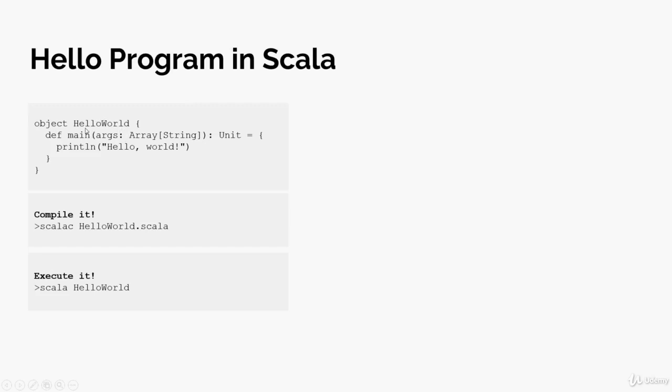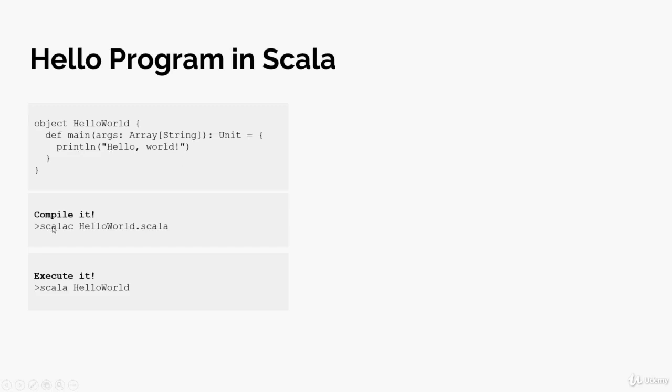So this is the class name, and then this is the method name. Here the method name is main, and def is the definition of a method. Then it takes an argument with the name args, of type array containing strings, and then it returns unit. Unit is nothing but void in Java, so that means it doesn't return anything. And then println prints hello world.